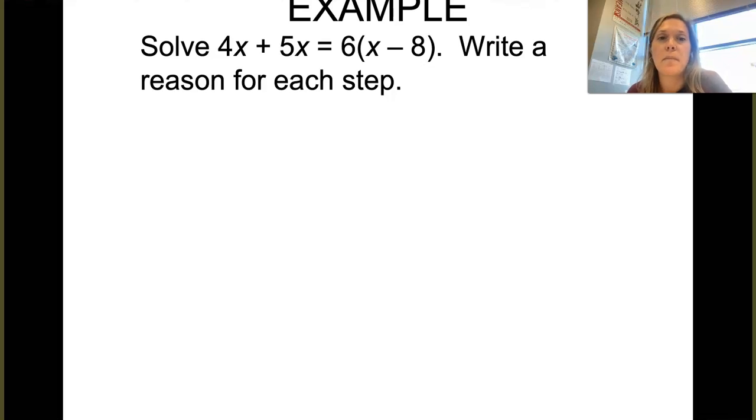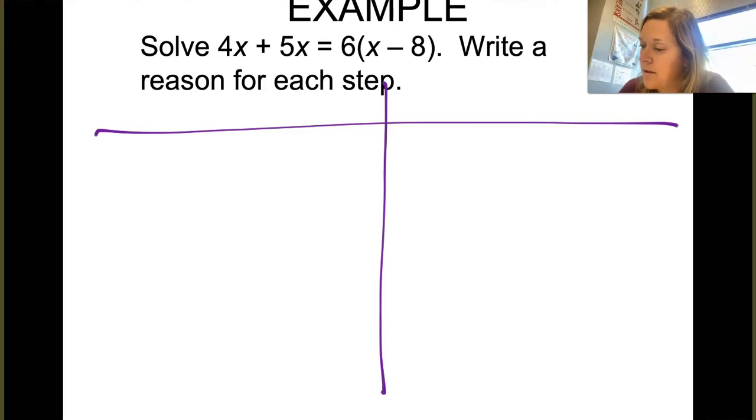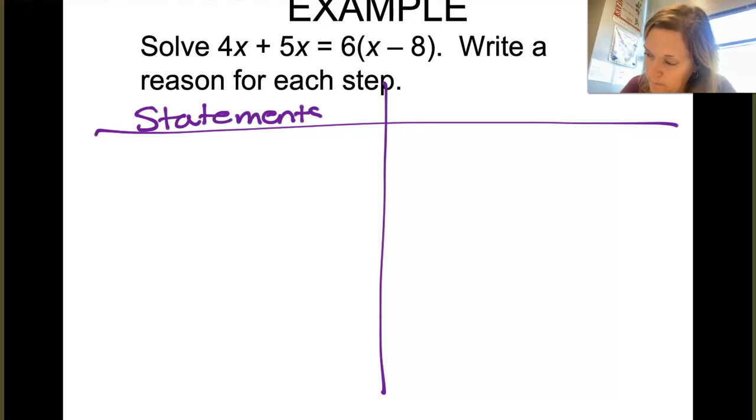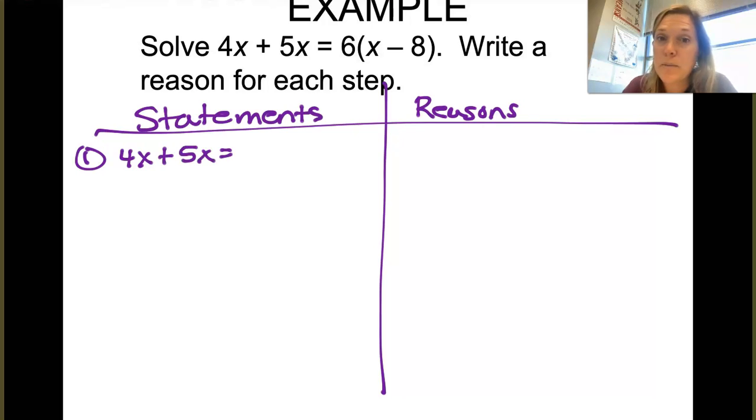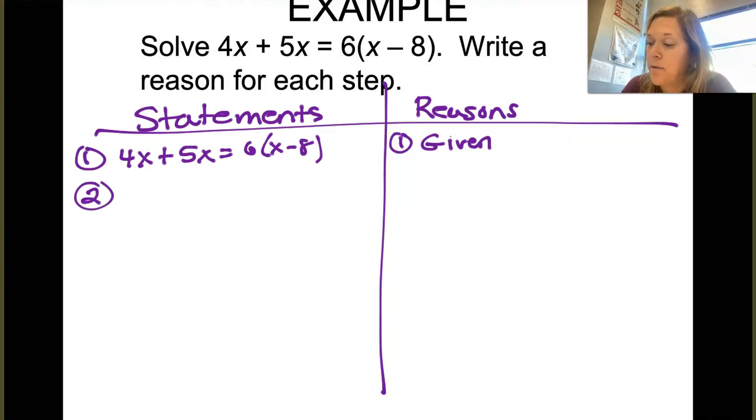Okay, let's do another one. So make our t-chart. We're going to do our statements on the left, reasons on the right. Start line 1 with our equation, so 4x plus 5x equals 6 times x minus 8, given. All right, so what would you do first? Would you do the distributive property first, or would you combine like terms? Doesn't matter which one you do first. I'm going to do a simplify first.